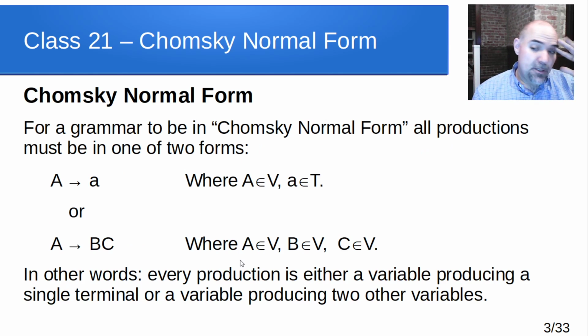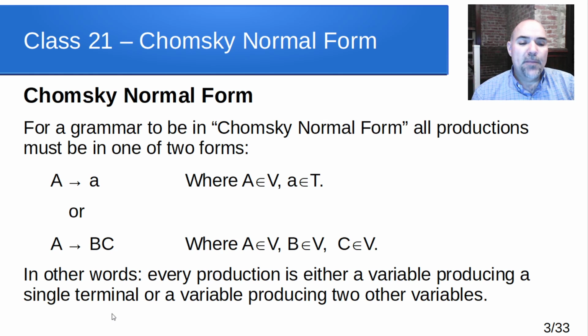Okay, so first off, the way Chomsky Normal Form works, it's a context-free grammar, but there's a restriction on the way we make the productions. They all have to be in the form of one of two possibilities. Either A produces a, where A is a variable, and this other thing on the right-hand side is a single terminal. So in other words, a variable can produce a single terminal, or a variable can produce two other variables. That's the only kinds of forms we want. So every production will be a variable producing a single terminal, or a variable producing two variables. That's it. We're not allowed to have anything else.